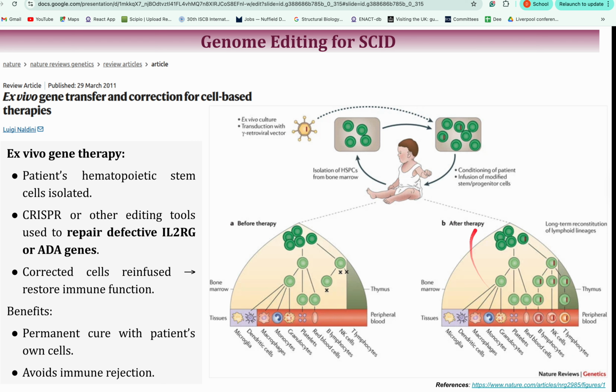So in that way, after the therapy, these corrected cells will be infused into the patient and the patient can survive. So this is ex vivo gene transfer, because the cells have been isolated and externally treated. And in this case, because they are obtained from the same patient, the chances of immune rejection are less.